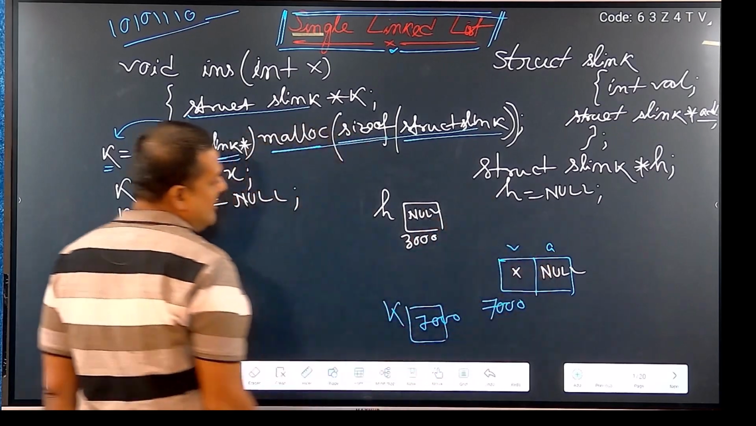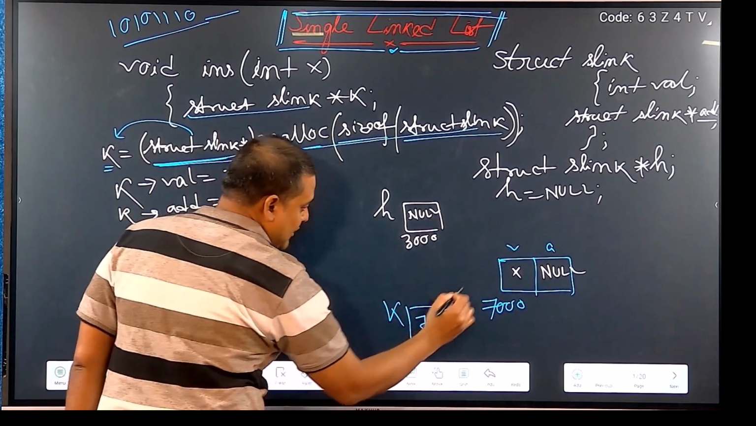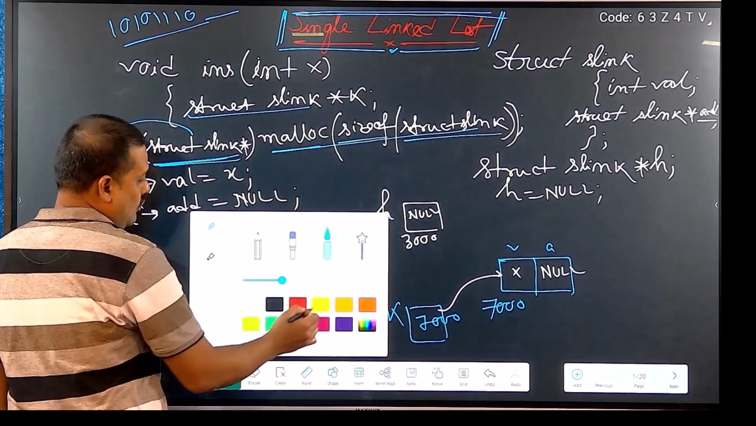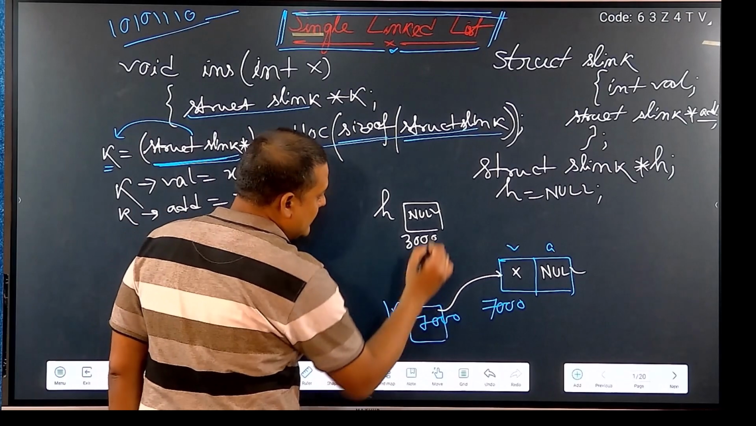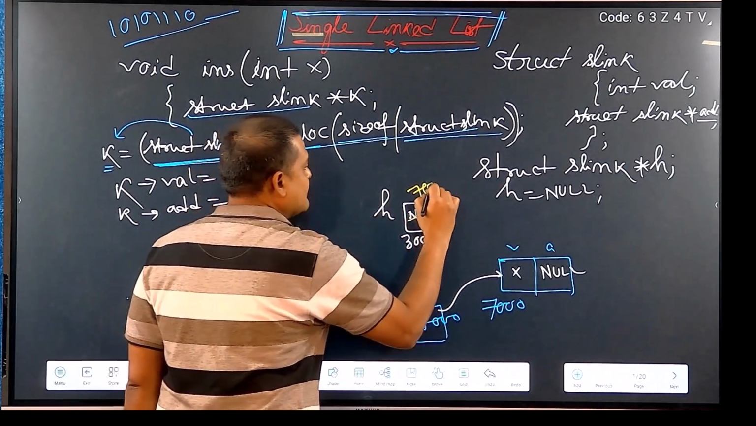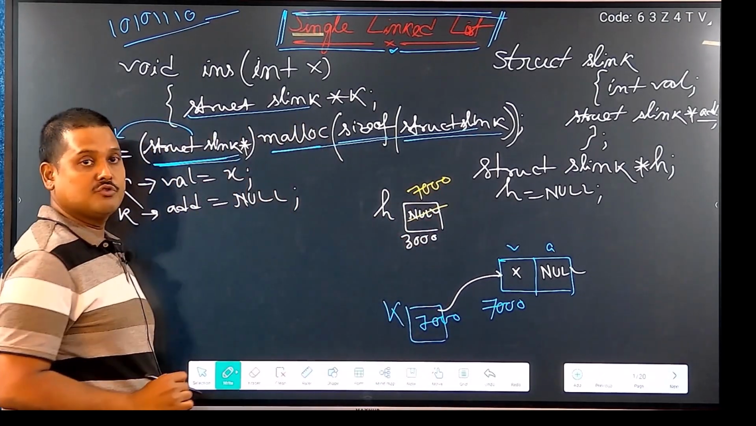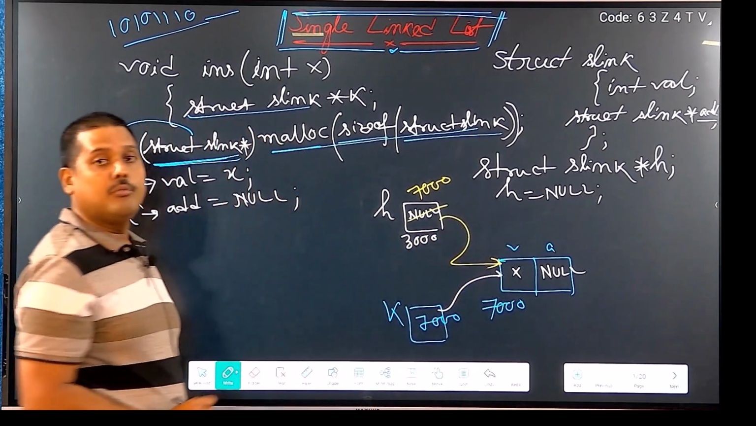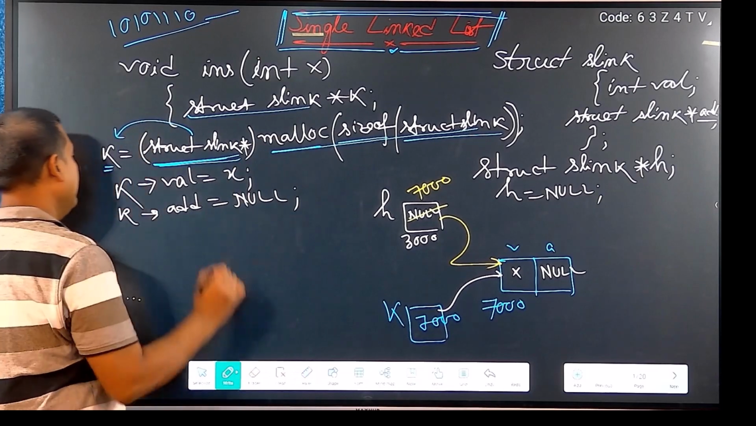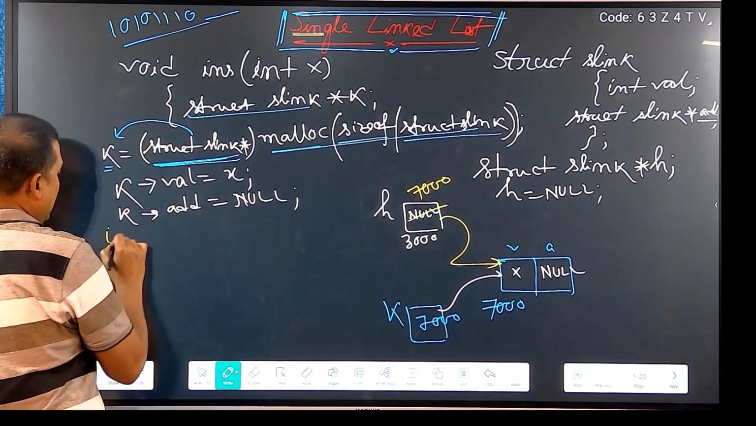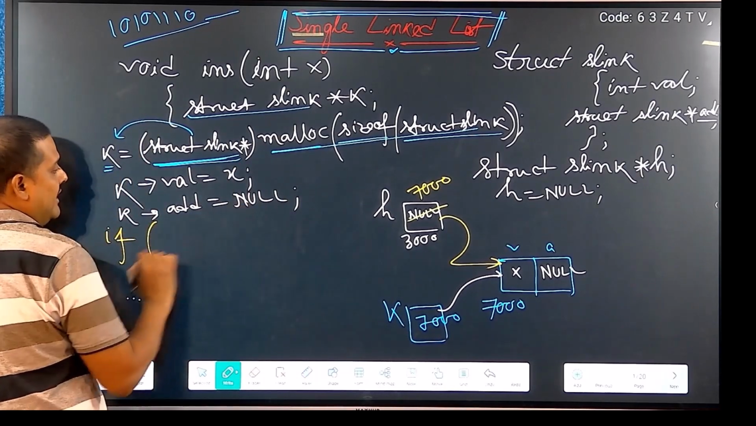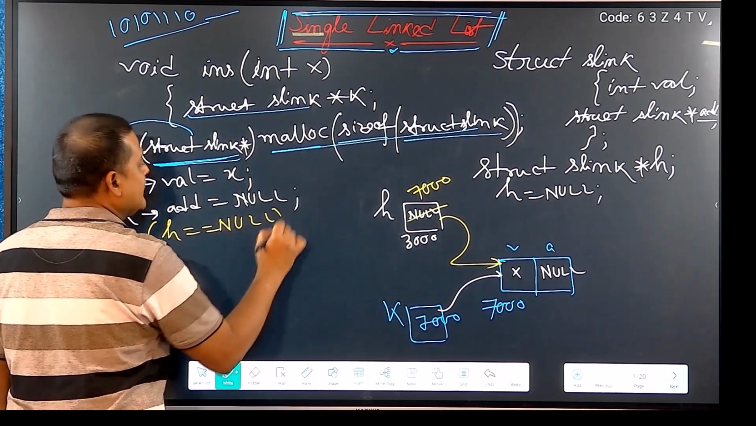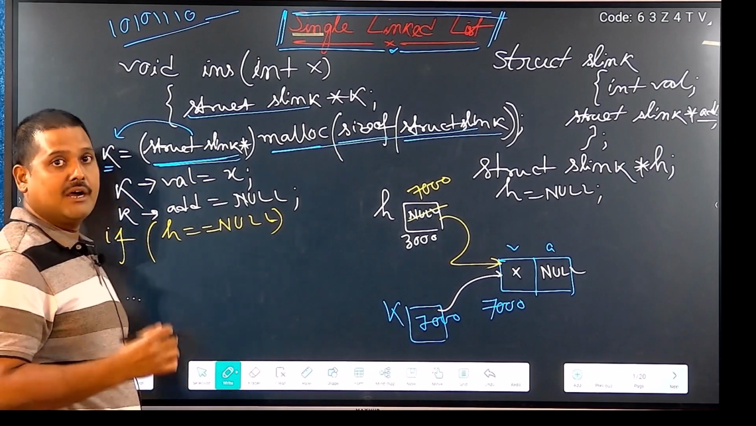This is our memory map. Now, what is our goal at this point of time? This is pointing to this one. Our goal is to store 7000 in this place, so that h will point to this particular node. So, here we will write if h equal null, that means head is null, that means there is no element still now in the linked list.